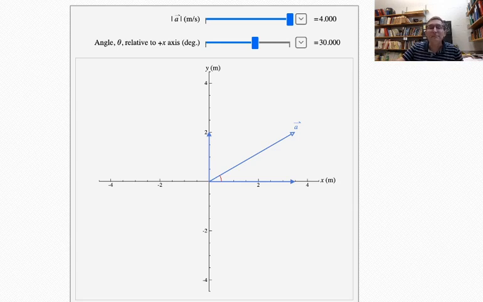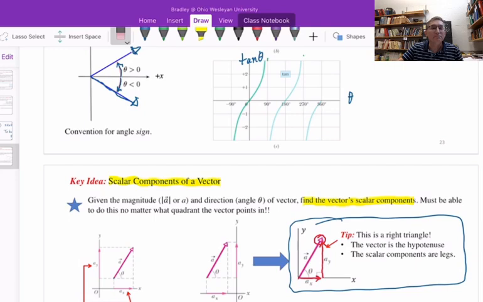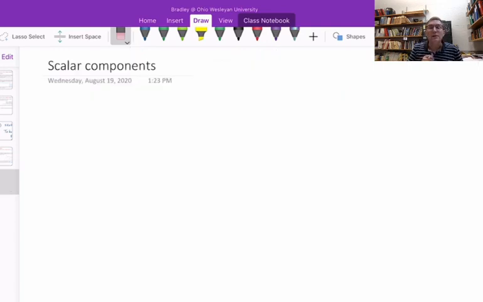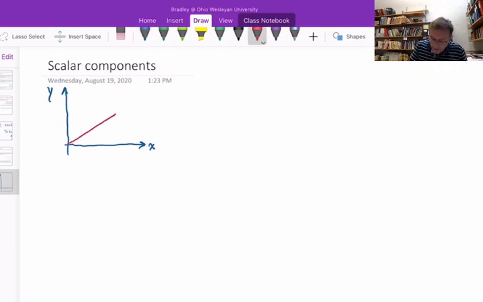All right, to do that, I go back to my tablet, get a new screen, and start drawing some pictures for you. Okay. All right, let me draw the x-axis, the y-axis. Now let me draw the vector A. I'll draw it in red. It's drawn coming up from the origin. It's got a certain magnitude and a certain direction.